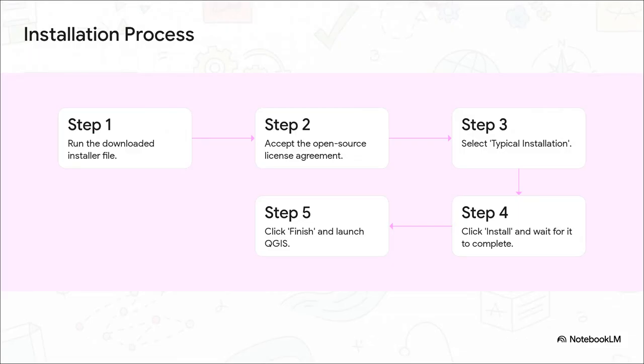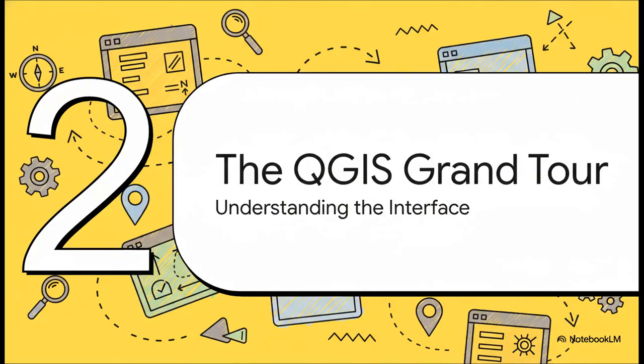Okay, once you have the file, the installation itself is a piece of cake. Just double-click the installer, accept the license agreement, which is for open source software, by the way, which is awesome, and just stick with the typical installation. No need to get fancy. Click Install, let it work its magic, and when it's done, hit Finish. That's literally it.